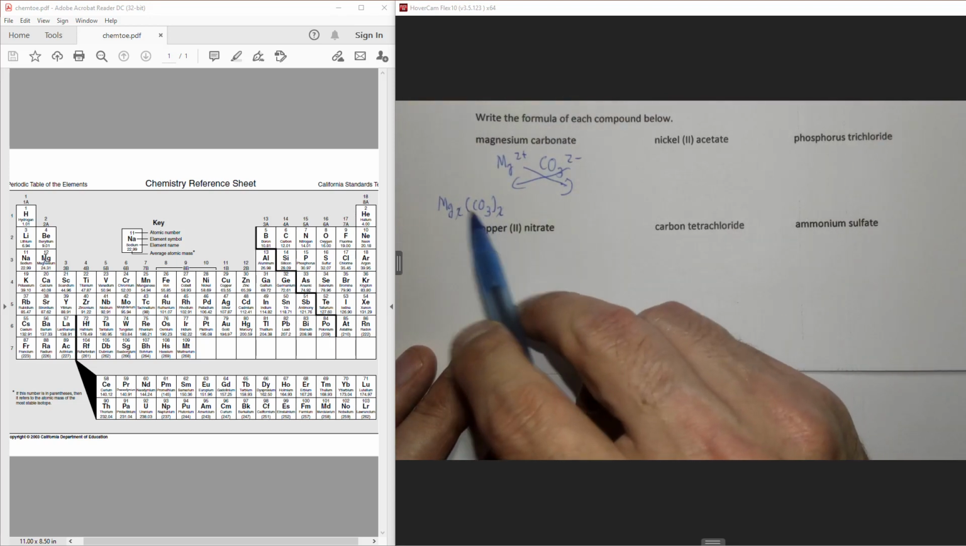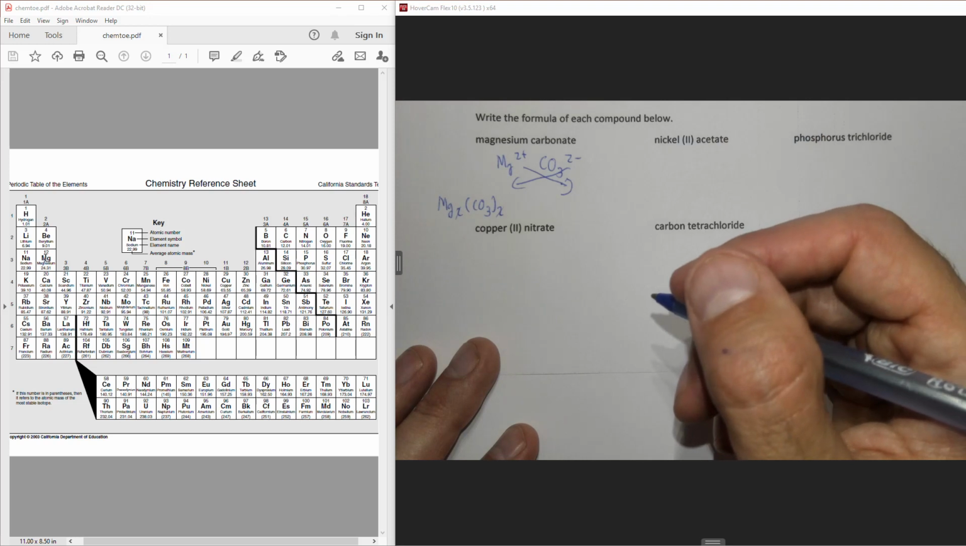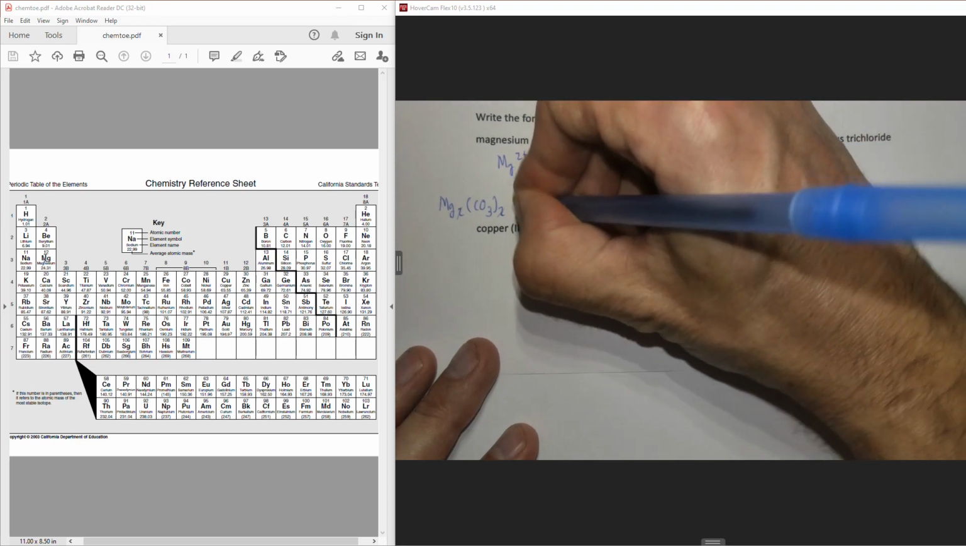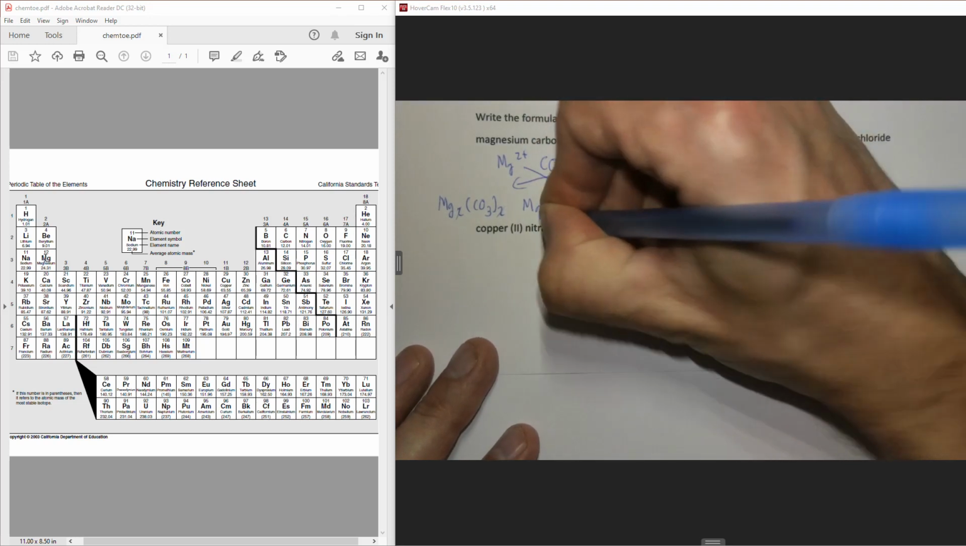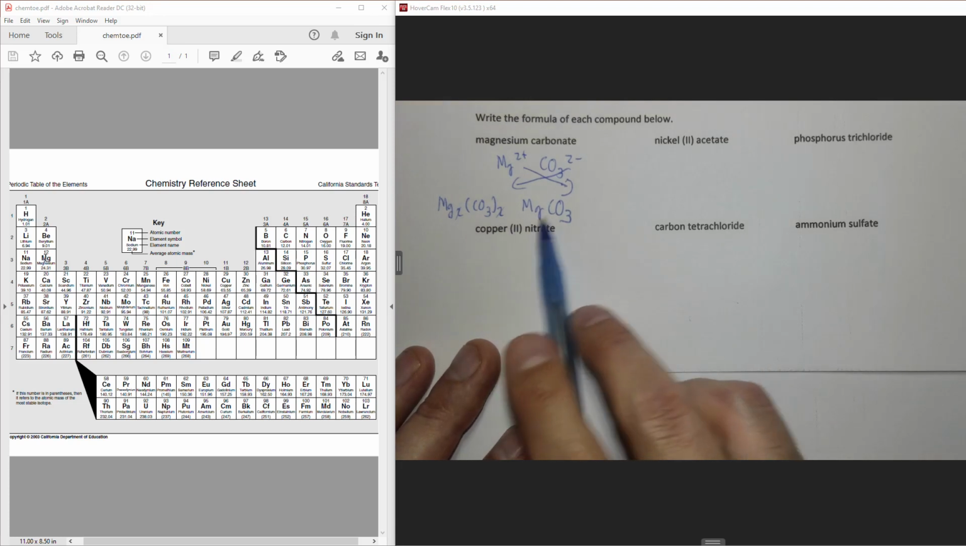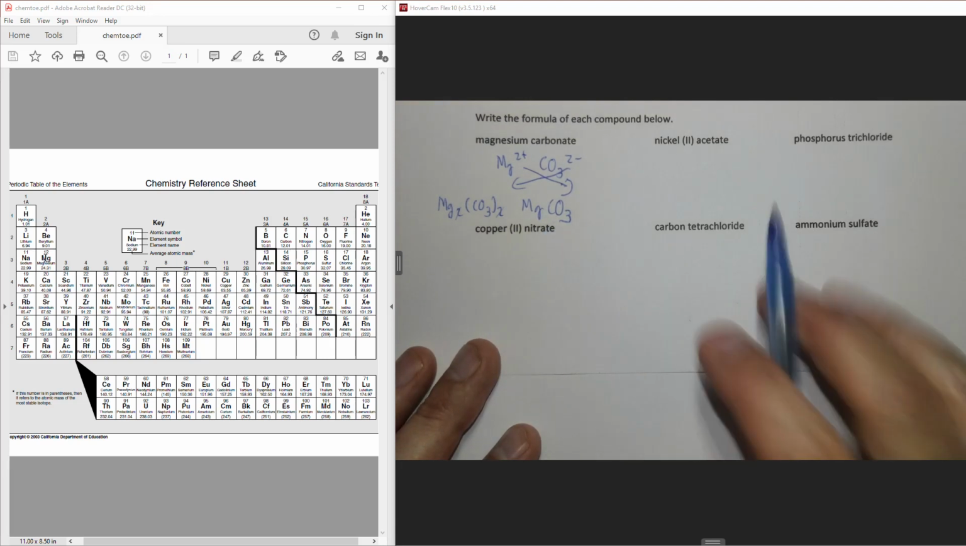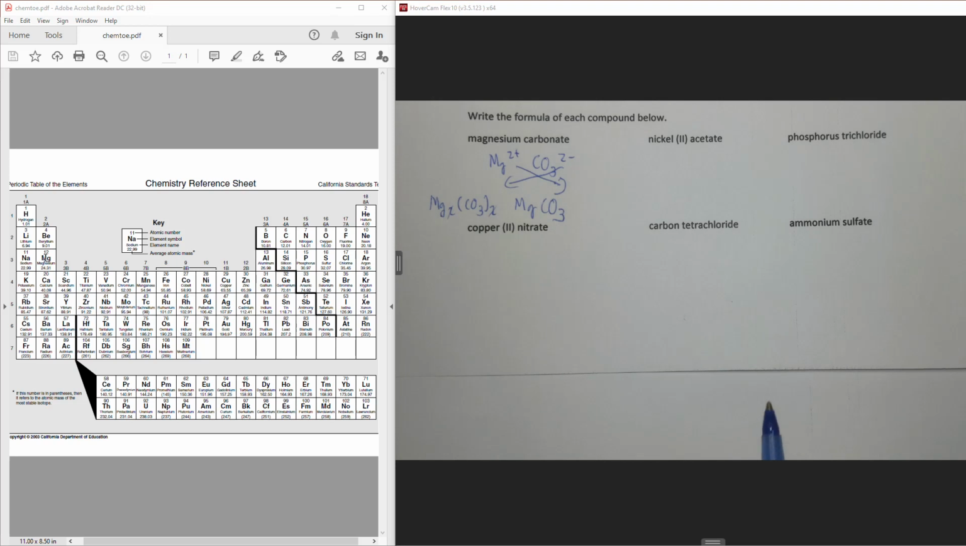So in this case, the common denominator between 2 and 2 is the same number. They're both 2, so they both become 1. And we get magnesium carbonate is MgCO3. This is a white powder gymnasts use when they're doing their gymnast stuff.